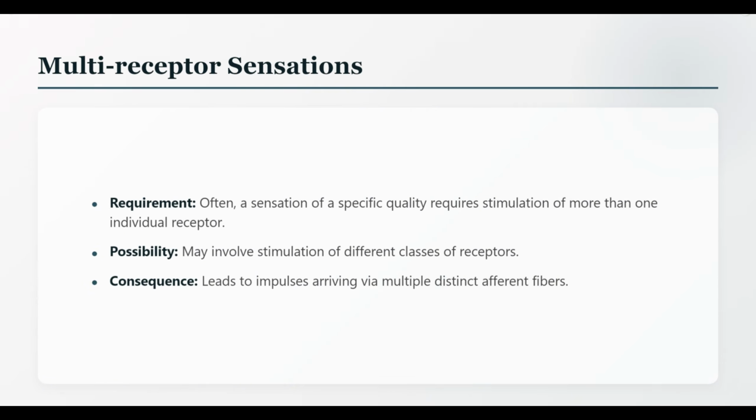Think about perceiving something complex, like recognizing a face. Does just one specific receptor firing create the experience of seeing a face? Unlikely. It seems we often need input from multiple receptors, sometimes even different types of receptors, like both eyes and ears for judging distance or direction. This means the initial signal reaching the brain isn't just one impulse, but a pattern of impulses arriving via several different pathways. The richness of our perception likely comes from integrating these multi-channel inputs.